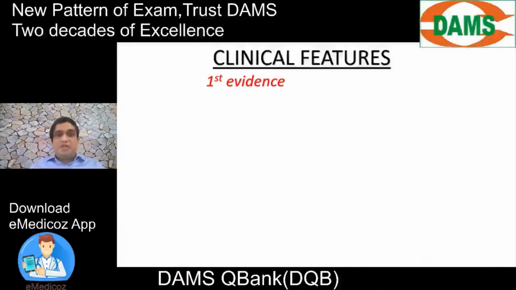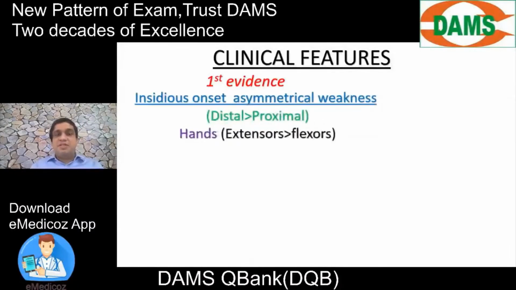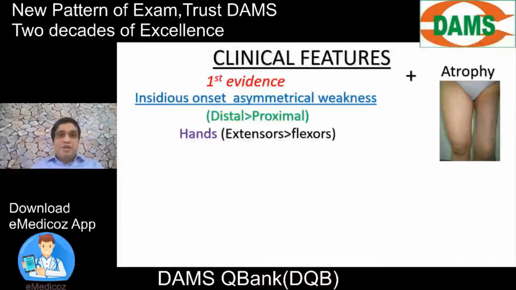Now clinical features of ALS, remember this, the first evidence of the disease is always an insidious onset, asymmetrical weakness which is more distal than proximal, reflecting the corticospinal tract involvement. And of course, if the hands are involved, the extensors are more involved than the flexors in them. And one of the signs of any element palsy, that is wasting of the muscle, known as atrophy. So in a patient with an atrophied limb compared to the contralateral limb, there is a lot of muscle wasting seen in them. And of course, don't forget, whenever the lesion is at the level of the anterior horn cell, we find visible and a palpable muscle twitch known as fasciculation.